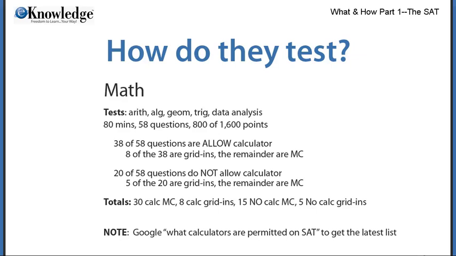It has 38 questions where you get to use a calculator, and 8 of those are grid-in questions where you produce the response, and 30 of them are multiple choice. It has 20 questions where you don't get to use a calculator, and 5 of those are grid-ins, so there's 15 multiple choice and 5 grid-ins in the no calc section. That gives you a total of 30 multiple choice calculator questions, 8 grid-in calculator questions, 15 multiple choice no calculator questions, and 5 grid-in no calculator questions. That's a total of 45 total multiple choice and 13 grid-ins.